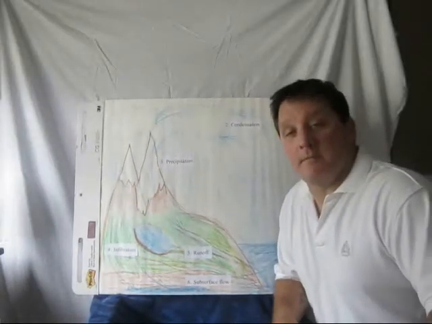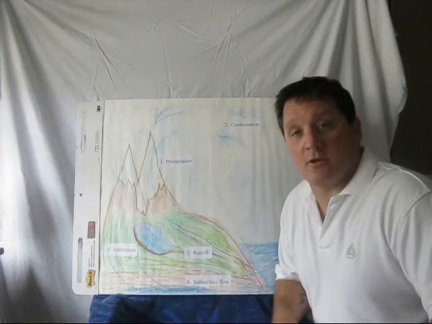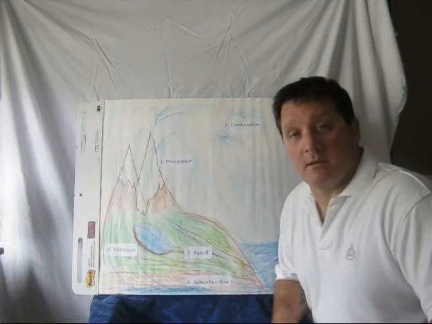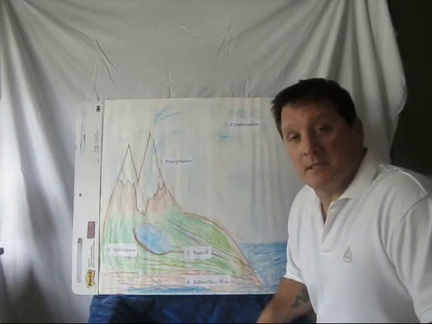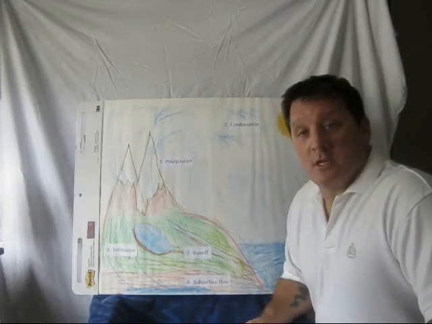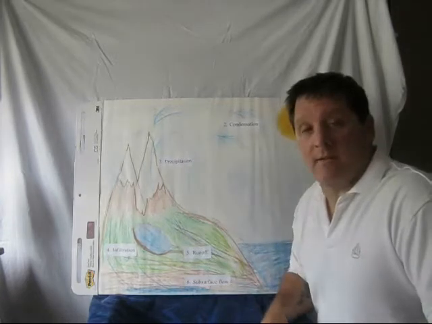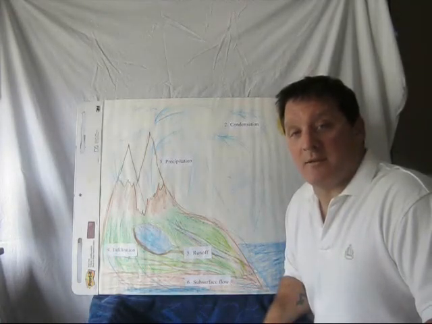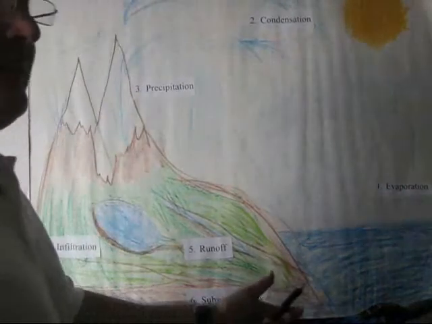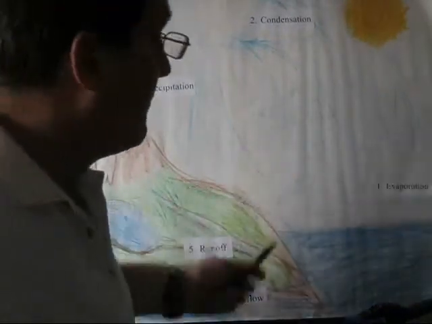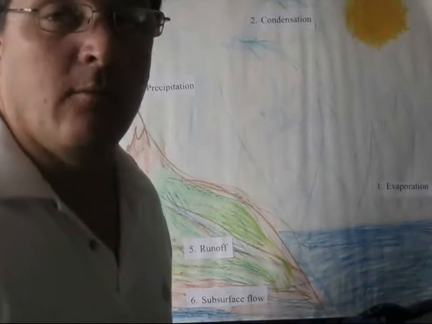So what I've done is I've taken those 6 terms, those 6 steps of the water cycle, and I've put them on this graphic illustration of the water cycle. We'll go through just the general chain of events that happens in the water cycle, so we can more accurately see and better describe how the water cycle works. We'll start right here at number 1 with evaporation.